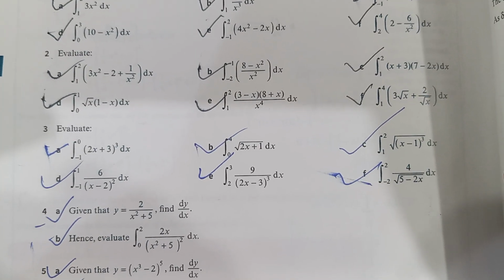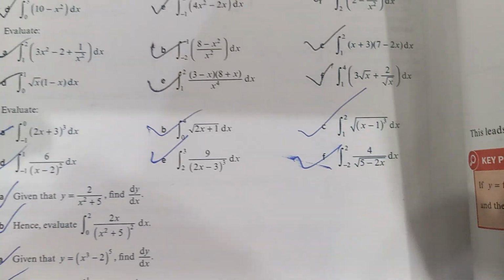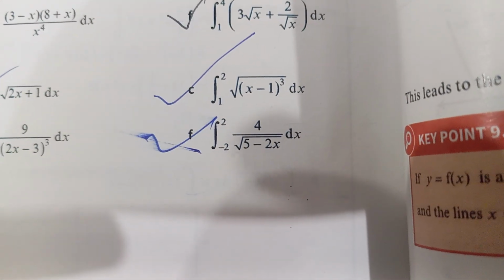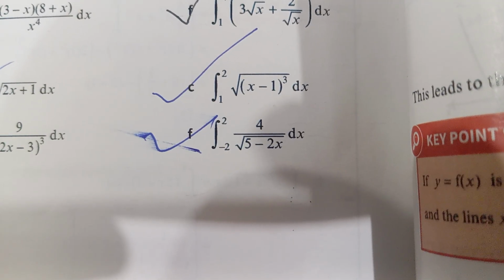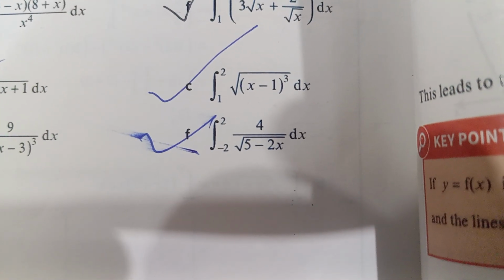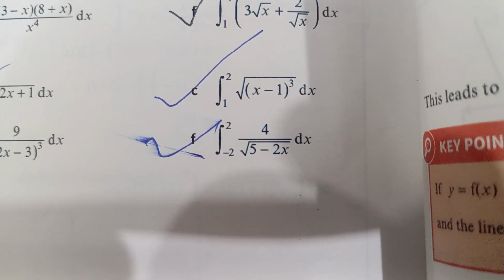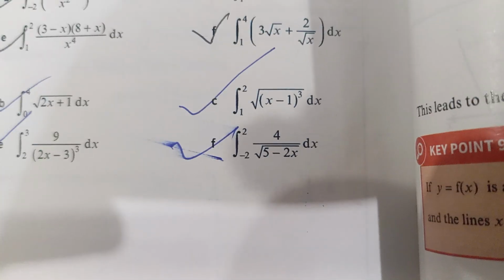So my dear students, now we will work on question number 3 and its F part, which is showing up on your screen. We have 4, and in the denominator we have the square root of 5 minus 2x. We have to integrate this and then evaluate it. The limits are from minus 2 to 2. So let's solve this question.